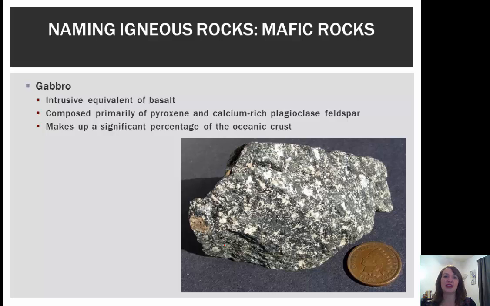Alright, now gabbro is the intrusive equivalent of basalt. So again, if this was extruded, it would create basalt. It's composed primarily of pyroxene and calcium-rich plagioclase feldspar, and it makes up a significant portion of the oceanic crust.